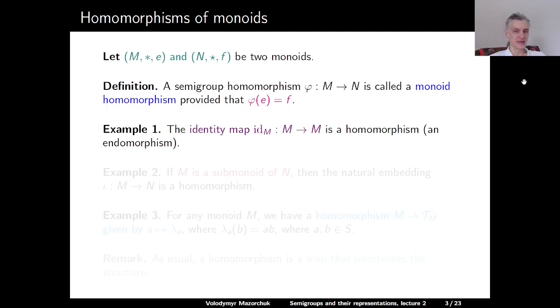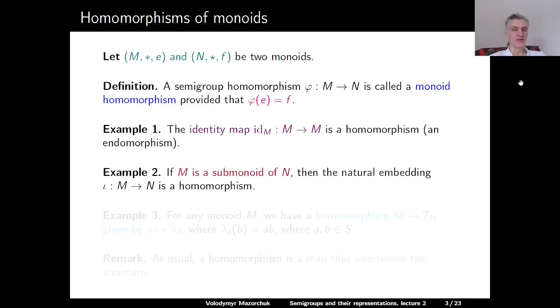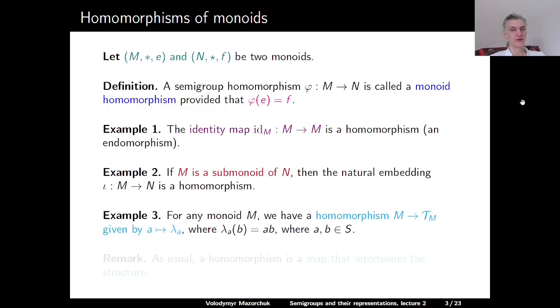For example, the identity map on any monoid is a monoid homomorphism. Example 2. If M is a submonoid of N, then the natural embedding of M into N is a homomorphism. Example 3. For any monoid M, we have a homomorphism from M to the transformation monoid on M, which sends A to the transformation lambda A of left multiplication with A. That's exactly the same thing as for semigroups.